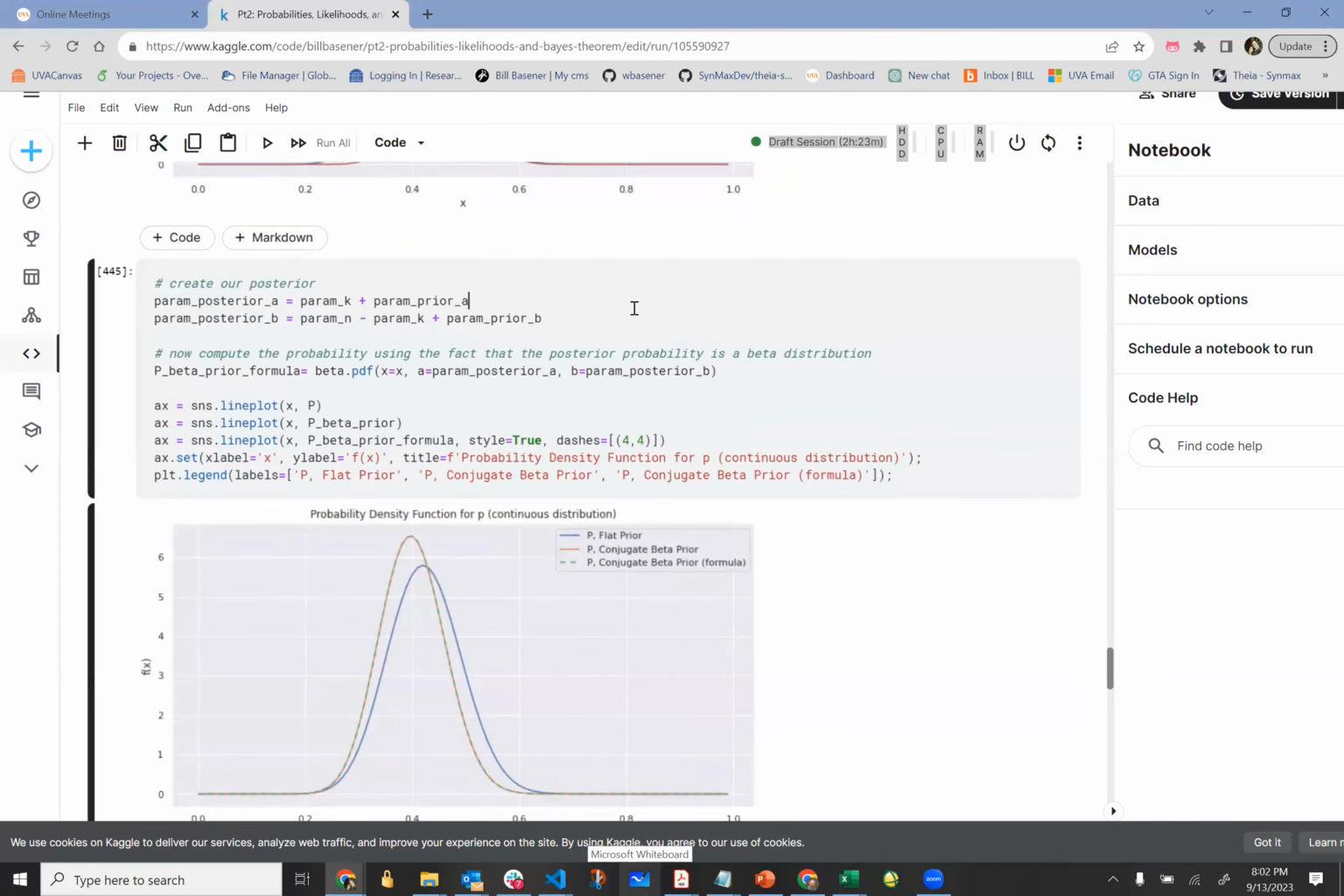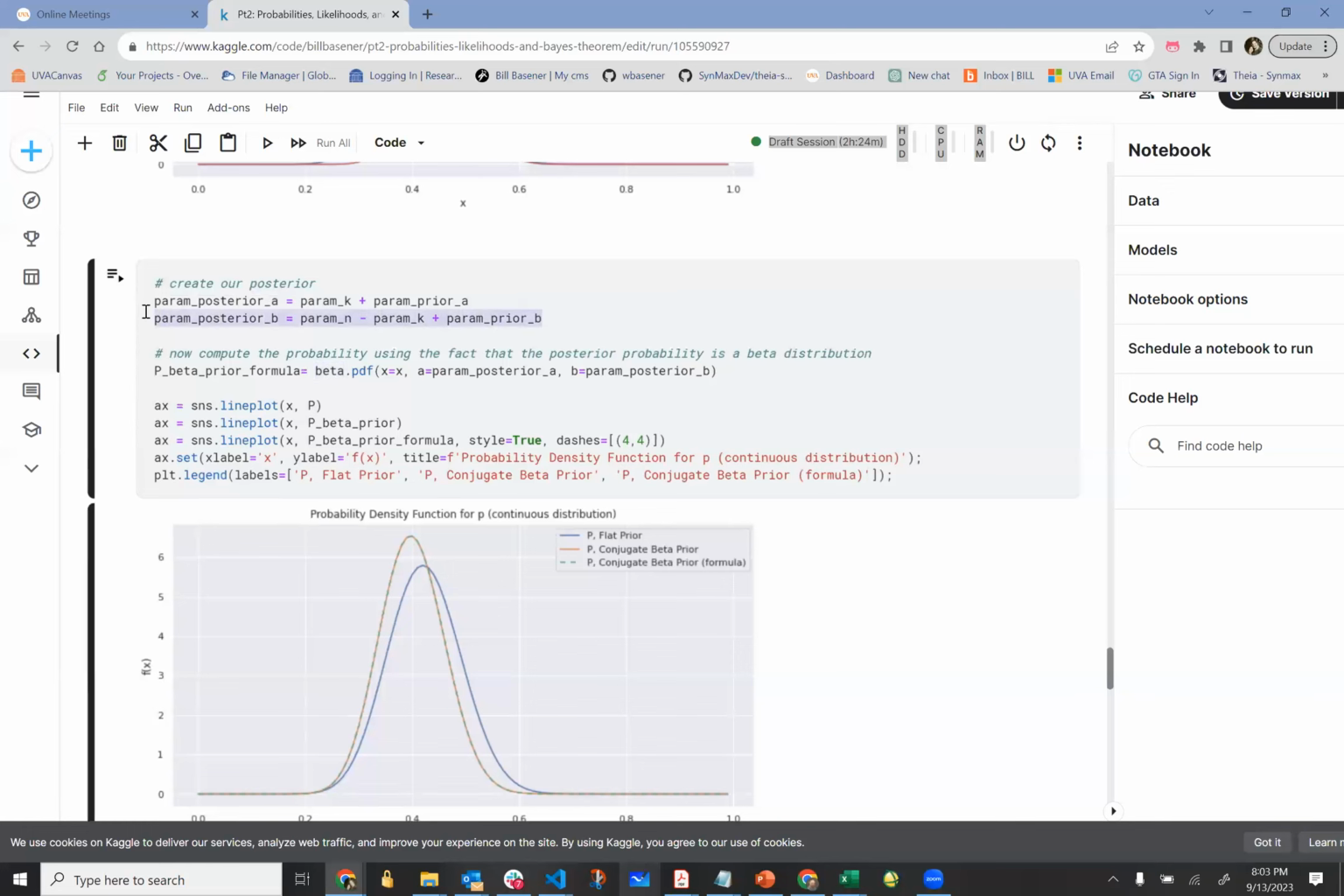Okay, so here's the thing, though. Remember I said with the conjugate prior, the likelihood function and the prior function play nicely together. Turns out that if your likelihood function is a binomial function and your prior is a beta function, then your posterior distribution will be a beta distribution. So let me say that again. If your likelihood is a binomial and you pick a beta as your prior, then your resulting posterior, meaning the left-hand side of Bayes theorem, is going to be a beta distribution.